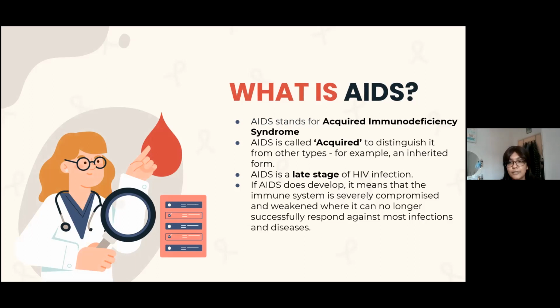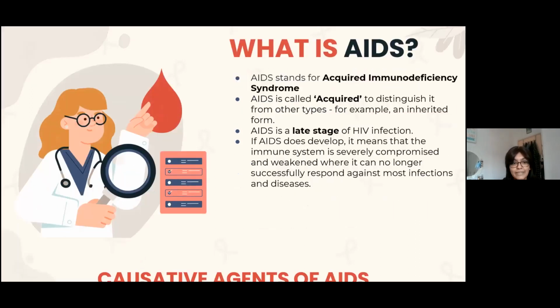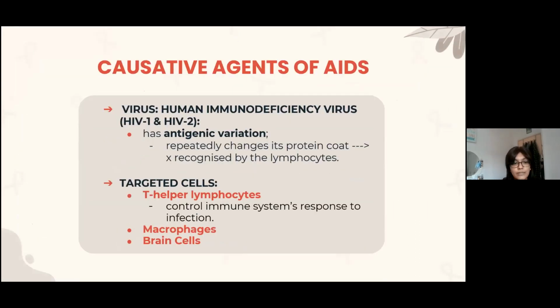Now I'll pass it on to Rebecca. So what are the causes of AIDS? AIDS is caused by the human immunodeficiency virus, also known as HIV. There are two types of HIV. First is HIV-1, which is more common and more transmissible, whereas HIV-2 is less common and less transmissible, as well as less responsive to drugs used to treat HIV-1.